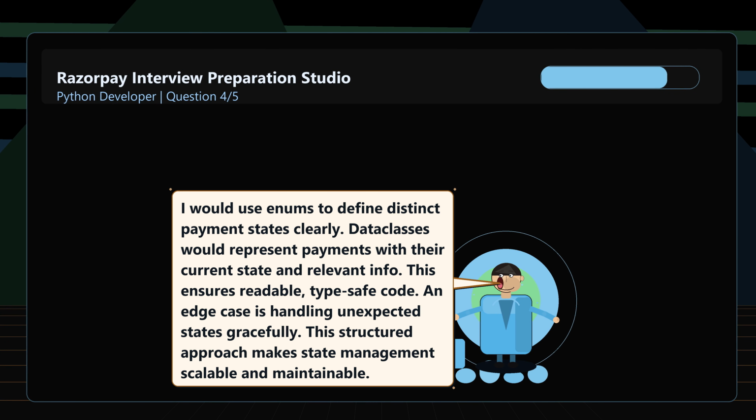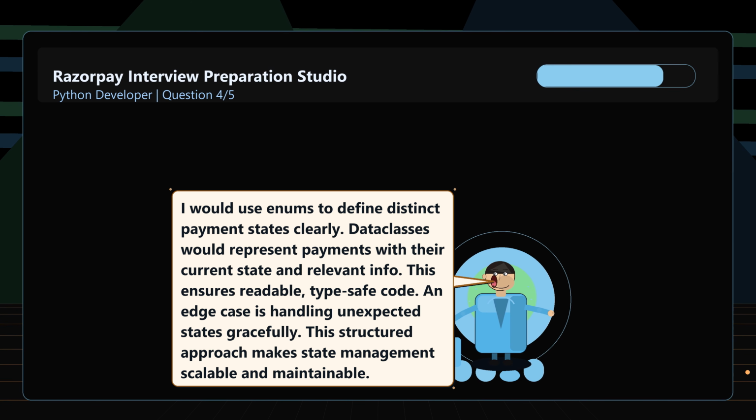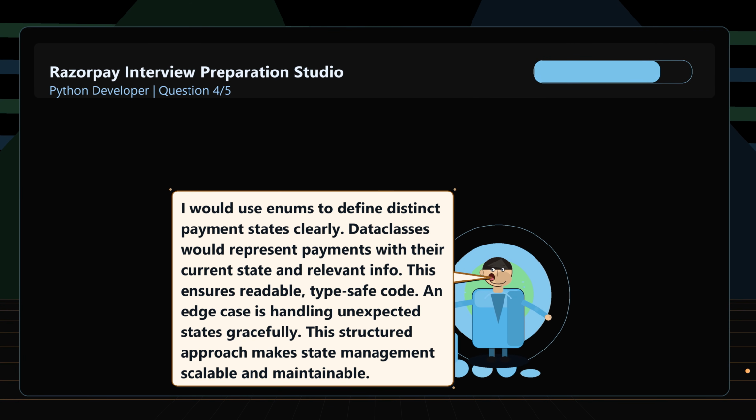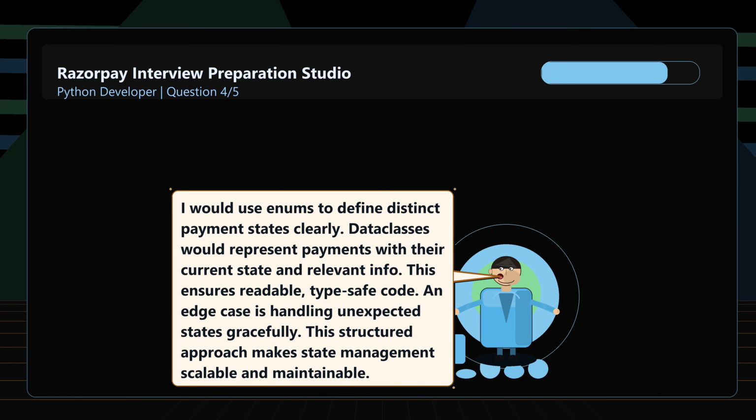Then, I would use data classes to represent a payment object that includes its current state along with relevant details such as amount and transaction ID. This approach keeps the code clean and easy to maintain.